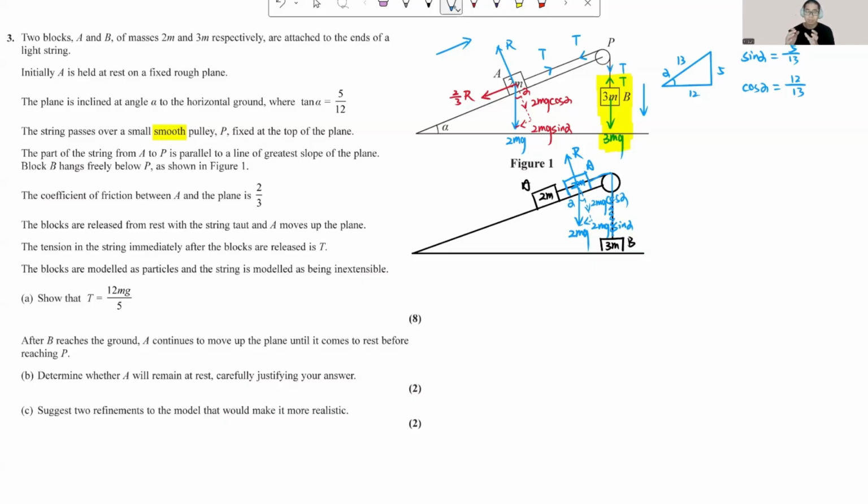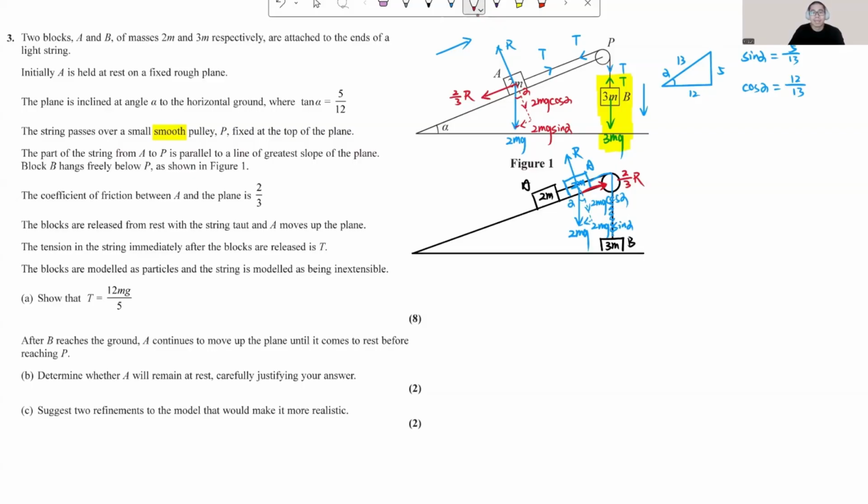So the only possible direction A could move is down, or it could stop here. Either way, A should be on the point of moving down. So either A moves down the slope, or A is on the point of moving down the slope, but because of the friction, A didn't. So it's still there. Either way, friction should be opposite to that direction. So friction should go this way, which is mu R, 2/3 R.